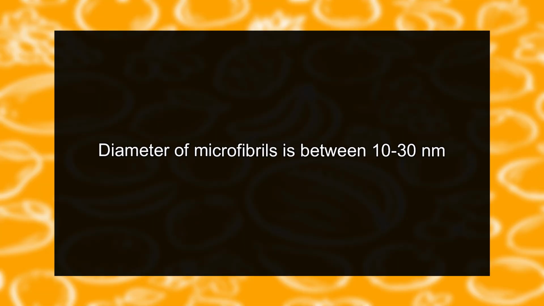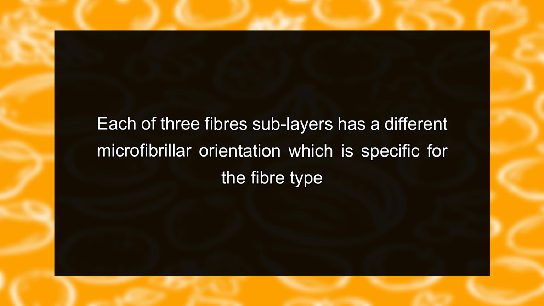The diameter of microfibrils is between 10 to 30 nanometers. An important parameter of the structure of the secondary wall is the angle that the cellulose microfibrils make with the main fiber direction. Actually, each of the three fiber sublayers has a different microfibrillar orientation, which is specific for the fiber type. Due to the formation of a thick secondary wall, the lumen becomes smaller.